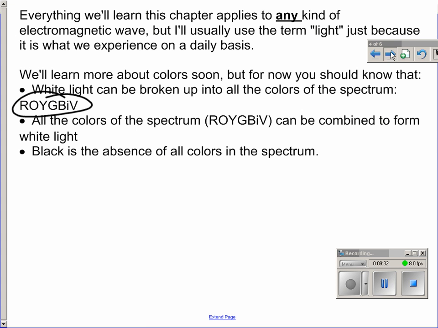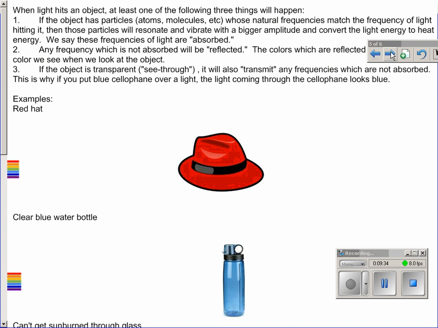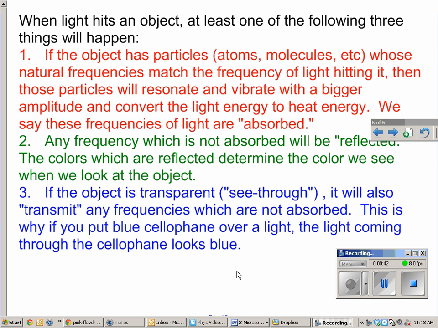Okay, so when light hits an object, this slide is really important, and I am now a little frustrated that I didn't make the font bigger. Let me make it. All right, so there you go, bigger.